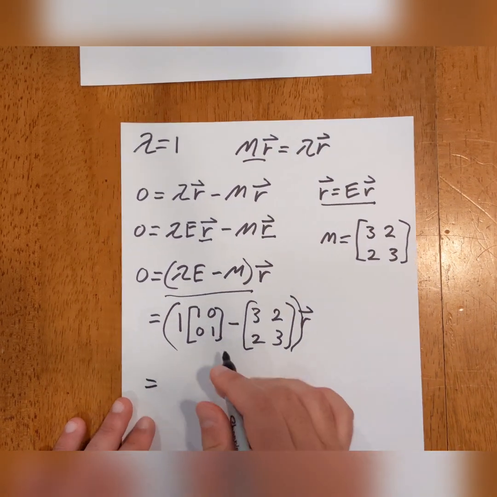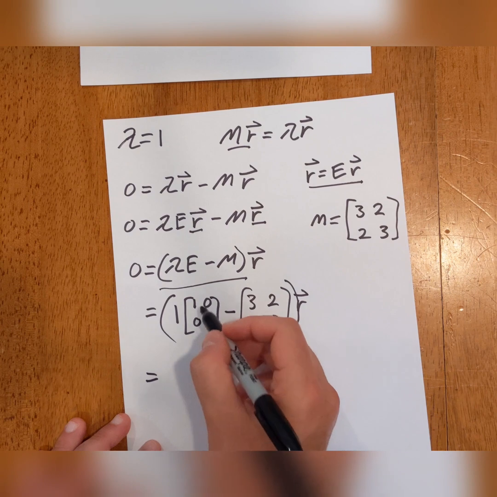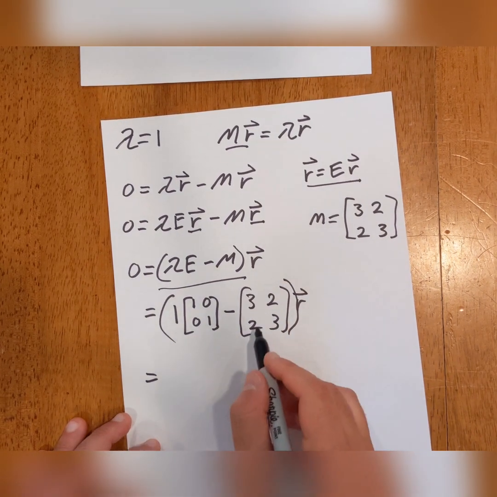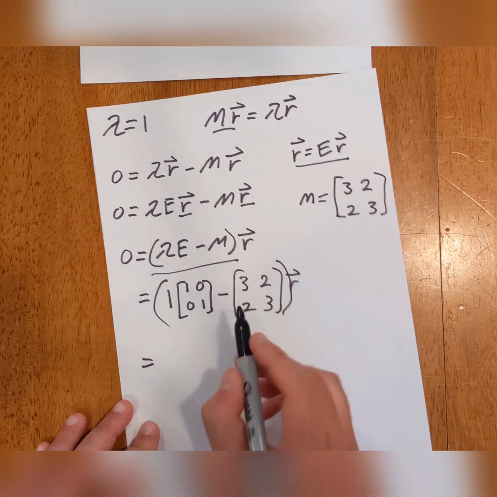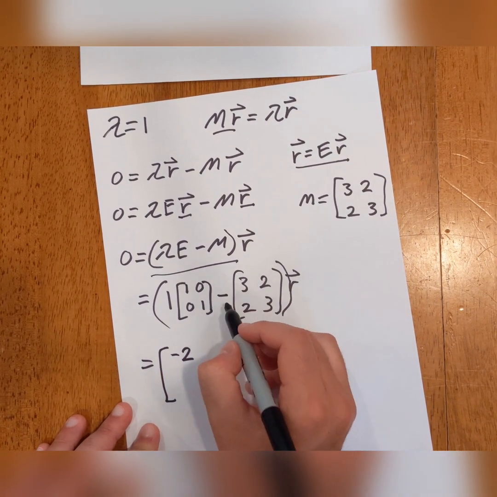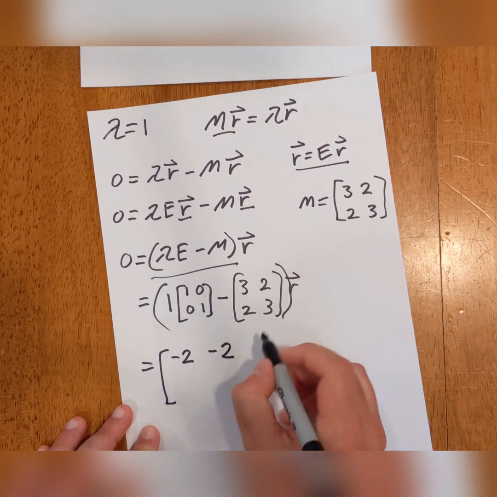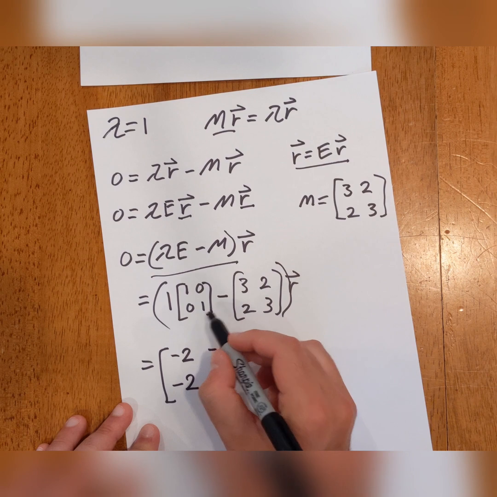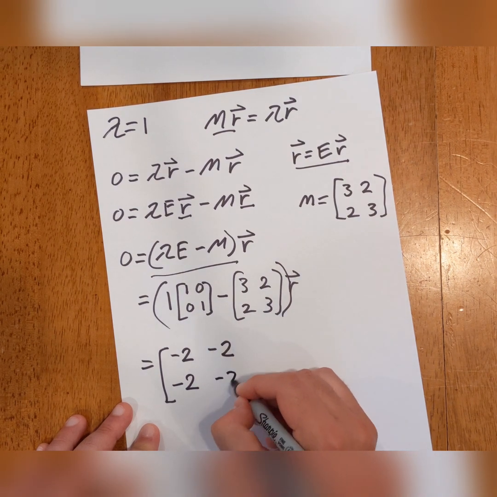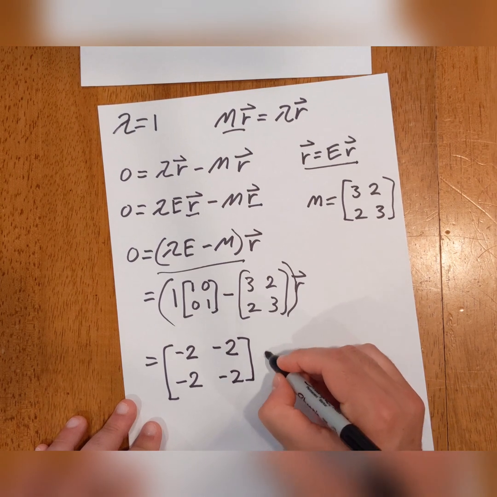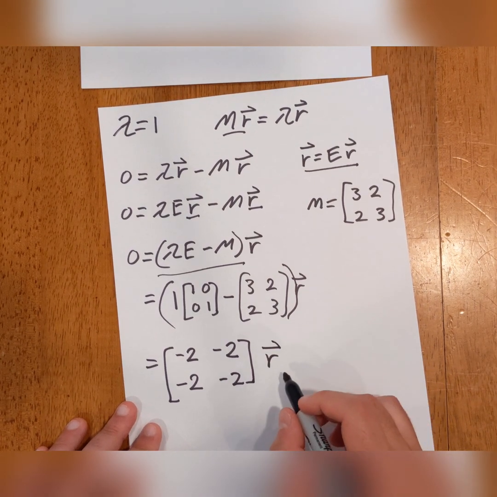So, multiplying this out, we just get our unit matrix, so we don't have to worry about that. Then we go through matrix subtraction here. 1 minus 3 is going to be negative 2. 0 minus 2 is going to be negative 2. 0 minus 2, also negative 2. 1 minus 3 is also going to be negative 2, which then leaves us with a matrix times our column vector.